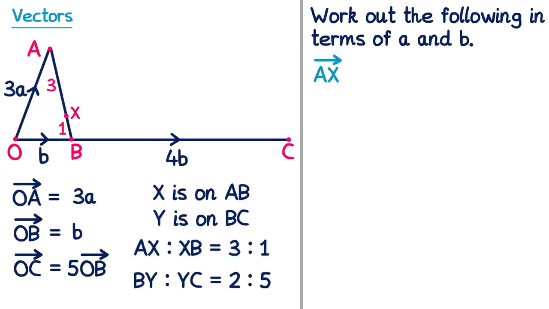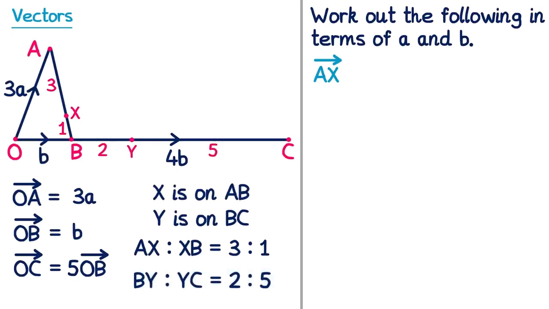Then we can do a similar idea with the point Y. So the ratio of BY to YC is 2 to 5, so we can place a point Y on the line BC. It's going to be closer to the point B since that has a smaller part of the ratio, so somewhere like this, where from B to Y is 2 parts, and from Y to C is 5 parts. Then we'll return to the question.